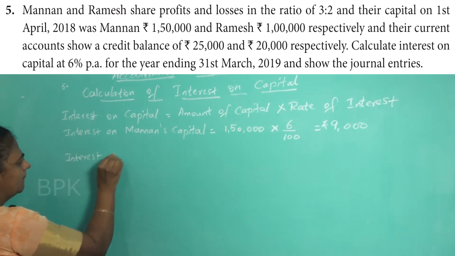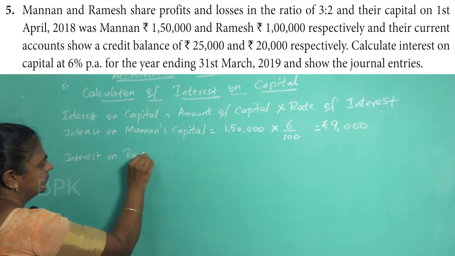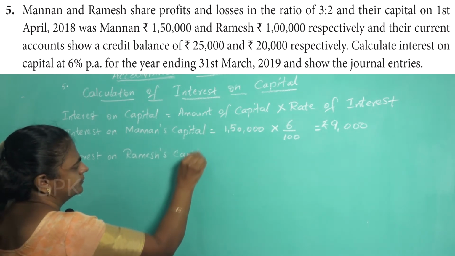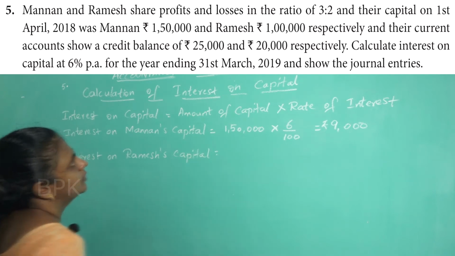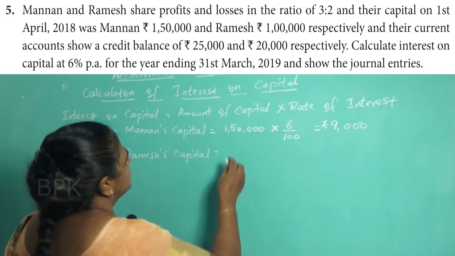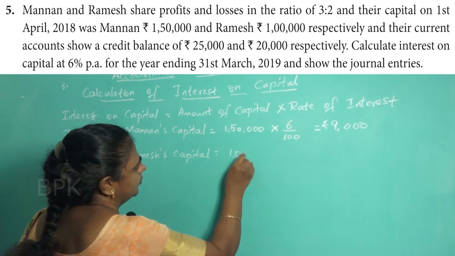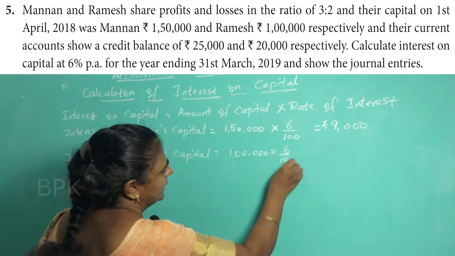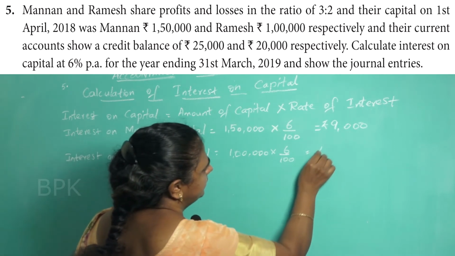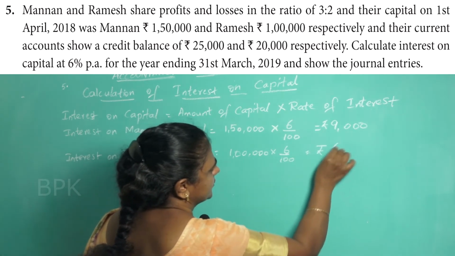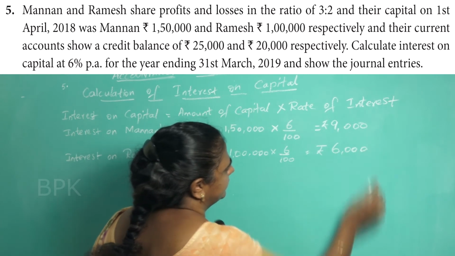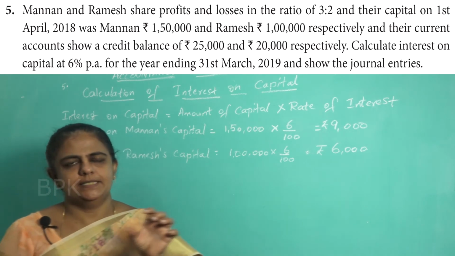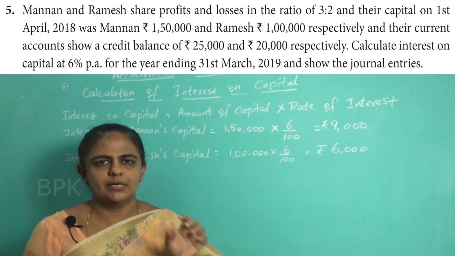Next, the same thing you calculate for Ramesh. Interest on Ramesh's capital is equal to, what is his capital? Ramesh's capital is 1 lakh. So 1 lakh into 6 by 100 will give you 6,000. Now one part of the question we have finished. Calculate interest on capital, that we have finished.